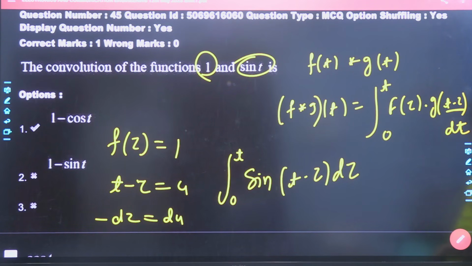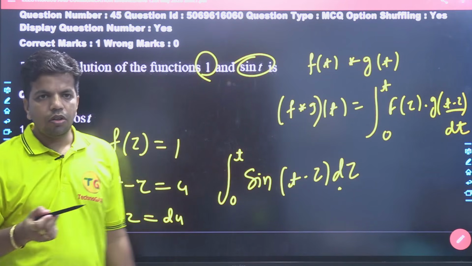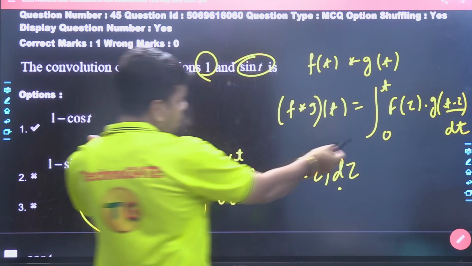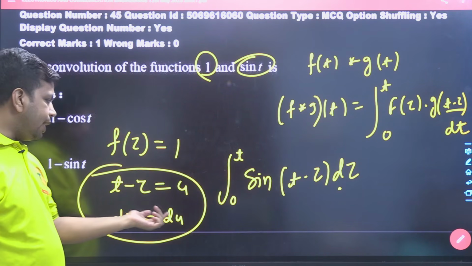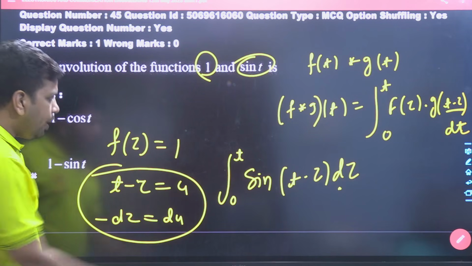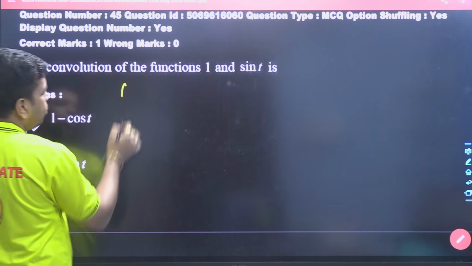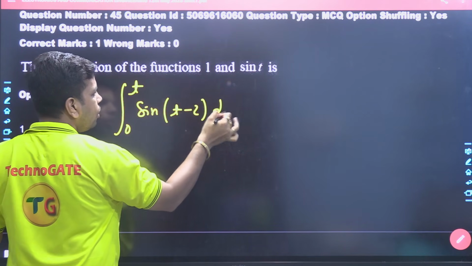So when you are going to solve this, you need to take an integration for this one. When you are going to change that value here, you need to also change the limit. That limit is from 0 to t, but when you are differentiating with respect to tau, now if you are changing to du, then you need to change the equation also. So till that point, you need to do the integration from 0 to t of sin(t minus tau) d tau.